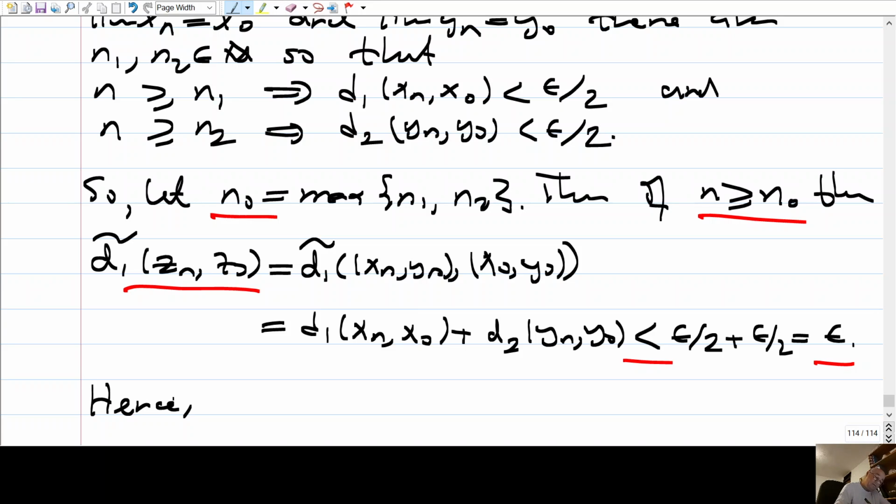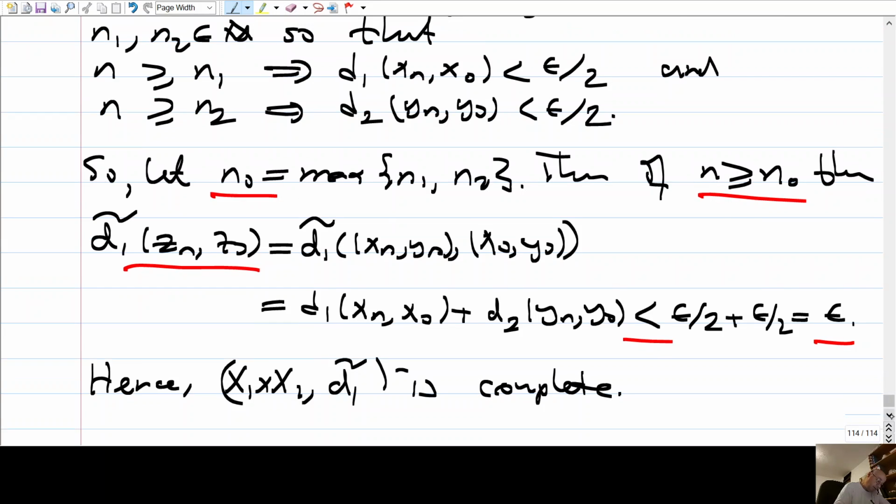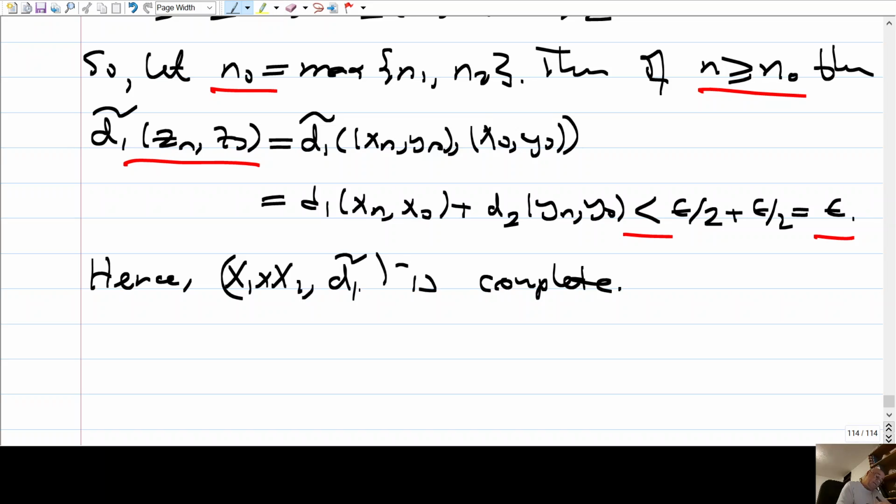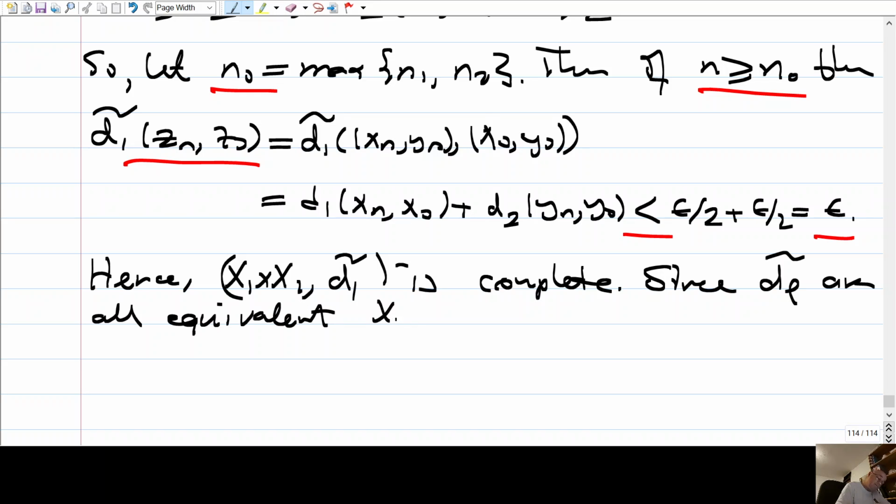Hence, x1, x2 with d is complete. Actually, not only this, since the row tildes are all equivalent, x1 cross x2 with d row tilde are all complete. This is the product of two metric spaces.